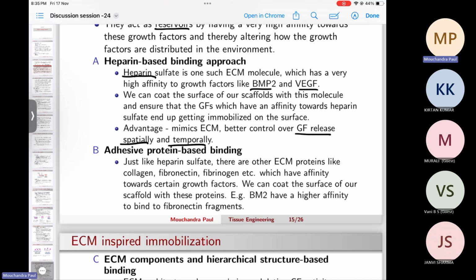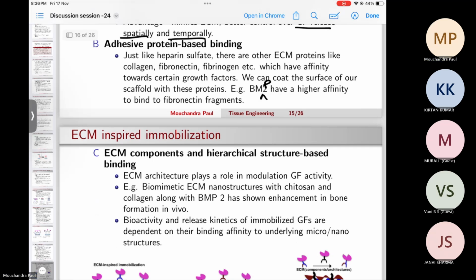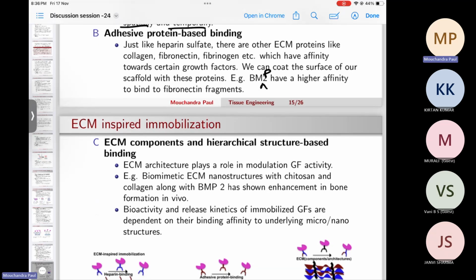People have reported, for example, that BMP2 has a very high affinity to bind on fibronectin fragments. Fibronectin is a very big molecule, so rather than using the whole fibronectin molecule on the scaffold, we can use its fragments, immobilize those fragments on the scaffold, and then allow only BMP2 to adhere. So this is another way inspired by the ECM to encapsulate or immobilize your growth factor.